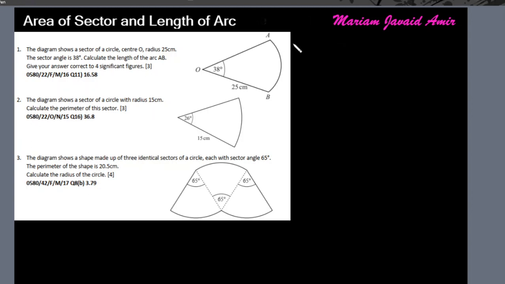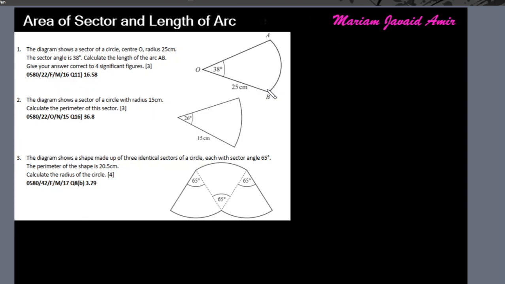The diagram shows a sector of a circle, center O, radius 25 centimeters. The sector angle is 38 degrees. Calculate the length of arc AB. So we need this length. Give your answer correct to 4 significant figures.